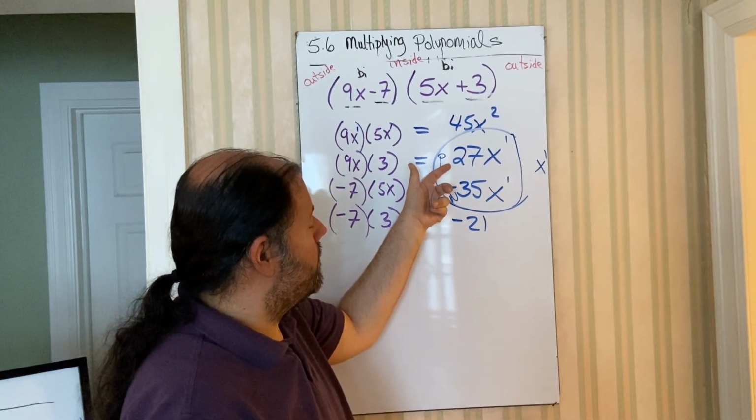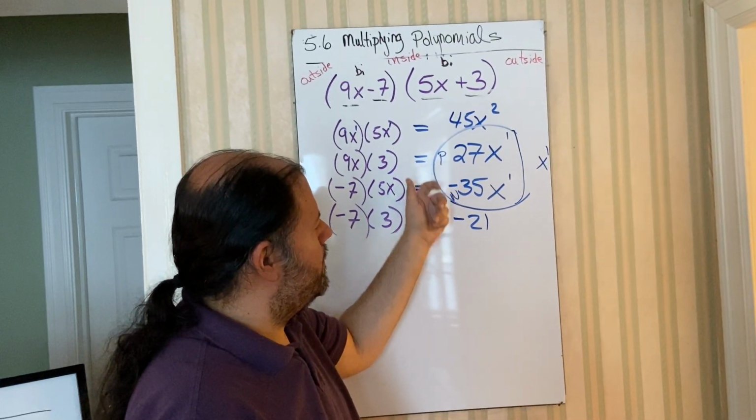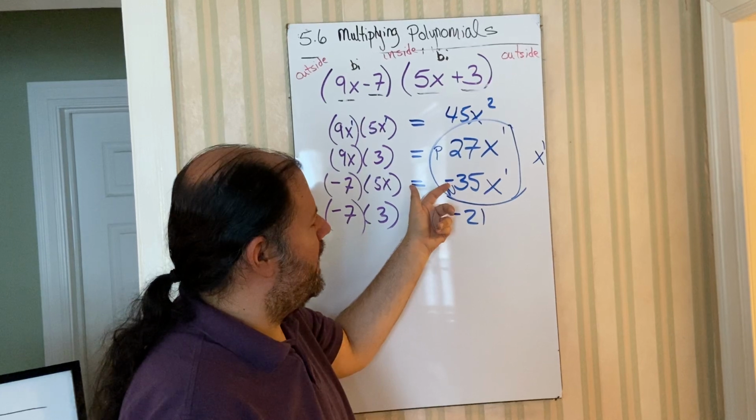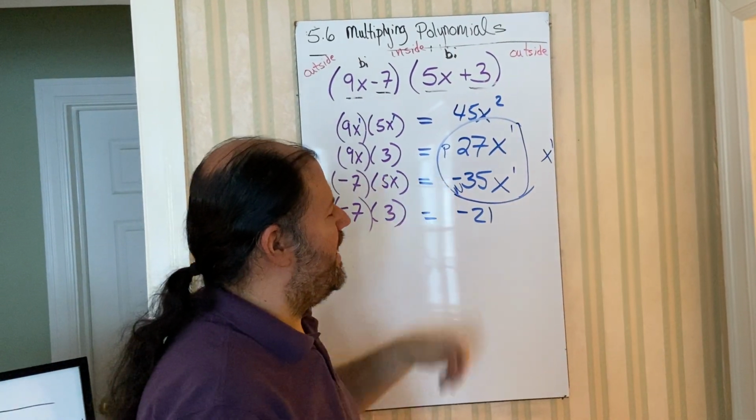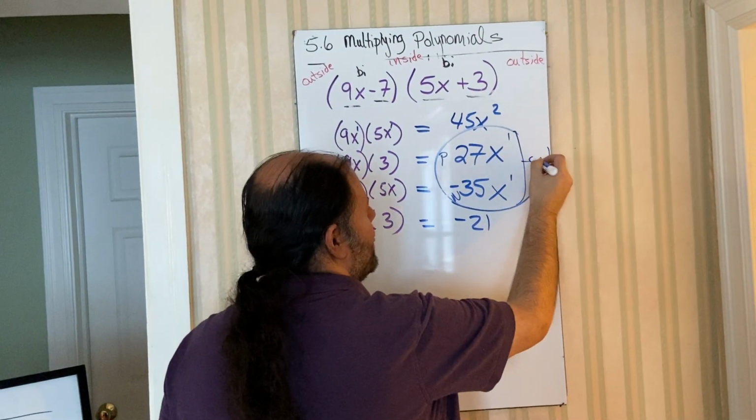And who wins the tug of war? 27 players or 35 players? 35 is going to win. So it's going to be a negative 8.